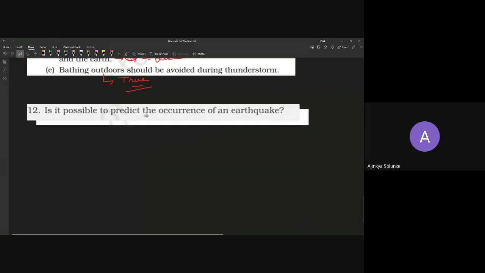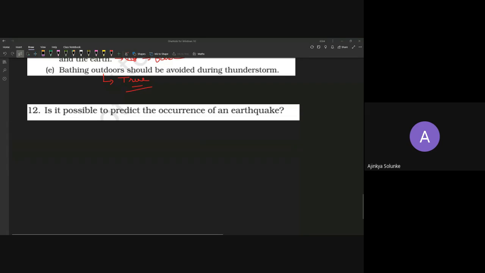Next question for you: is it possible to predict the occurrence of an earthquake? All you have to say is yes or no. Okay, so the answer is no. We cannot predict it. We cannot know for certain which area is going to have an earthquake. We can measure it after it has happened, but we cannot predict that.